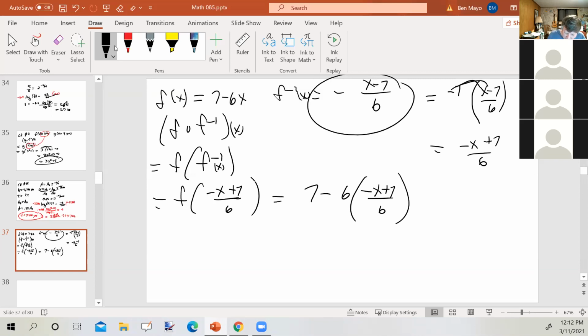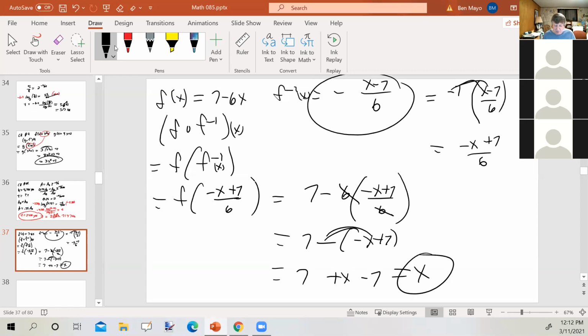All right, still with me? Yes. The 6's are going to reduce out, which is going to give me 7 minus the quantity negative x plus 7, which is 7 plus x minus 7, which is x. So again, it was distributing this negative sign in the beginning that got you.